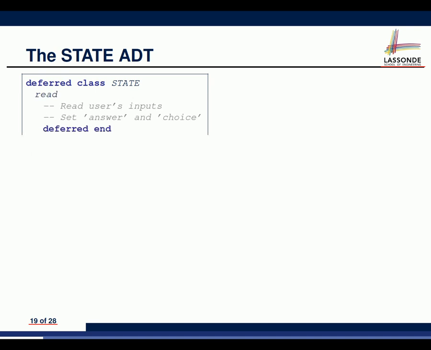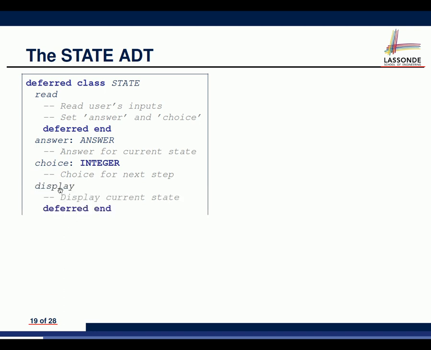Okay, and then we got read, that's deferred, right? Also we got answer, that's also deferred. Answer is simply some attribute for us to store the answer for the result. And also we got choice. So for answer and choice, these are simply some attributes to store the input read from the user. As far as the pattern is concerned, they are not that important.